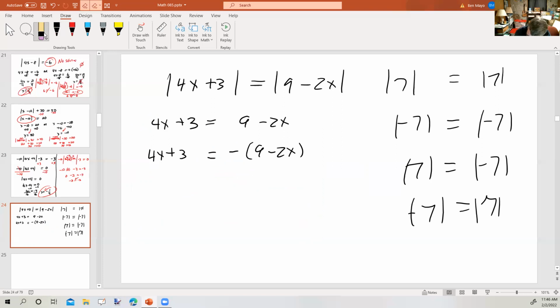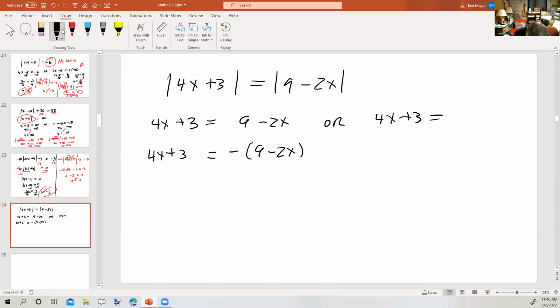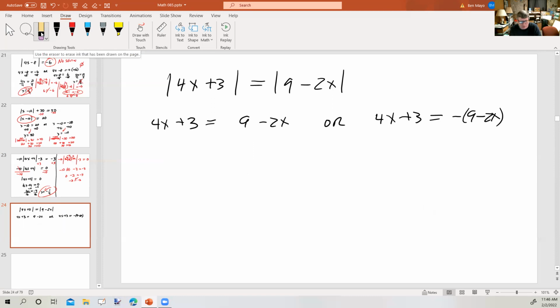So now, let's go back, and we'll write the other equation like that. So what's inside of the first one equals what's inside of the second one, or what's inside of the first one equals the opposite of what's inside of the second one.